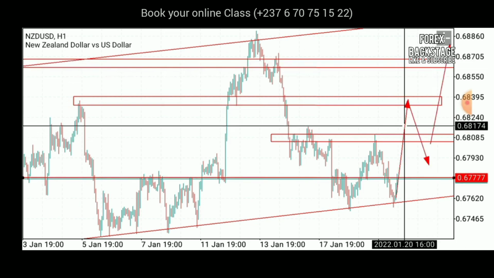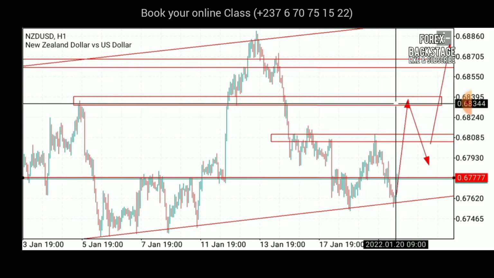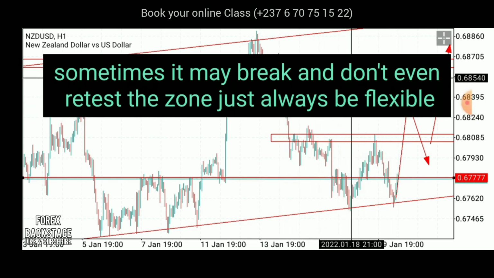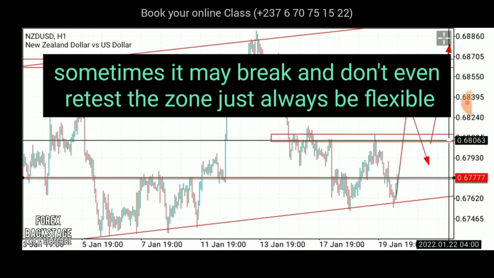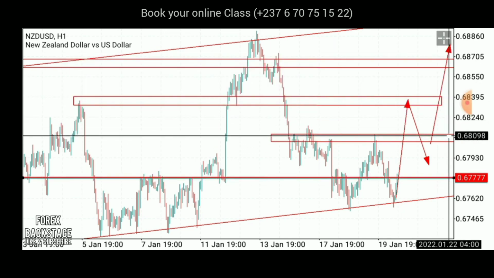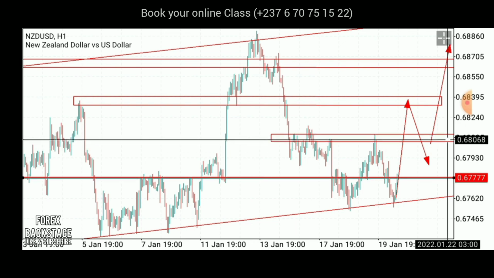We target here. We'll wait to confirm if it has really broken the zone. It might pull up, retrace from here. It might pull up, retrace from this zone around here as well. Then we'll wait for it to come back and retest the zone. Then we enter. So if you have a small account size, for instance, you wait for price to retrace back here.